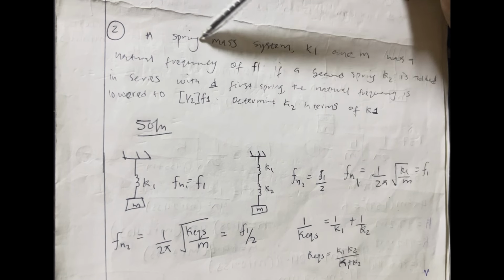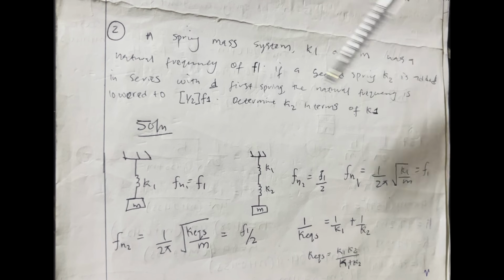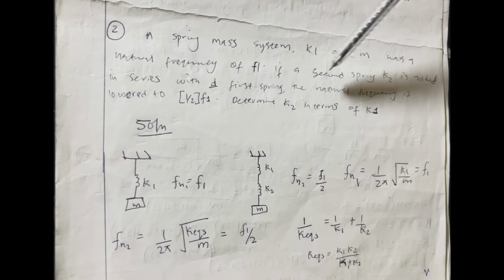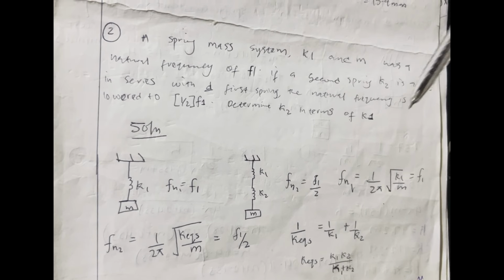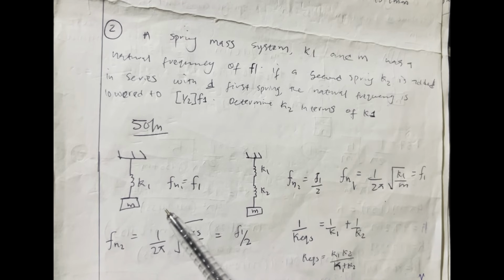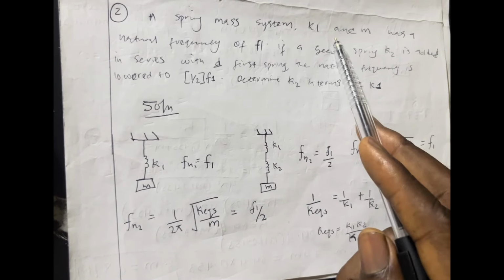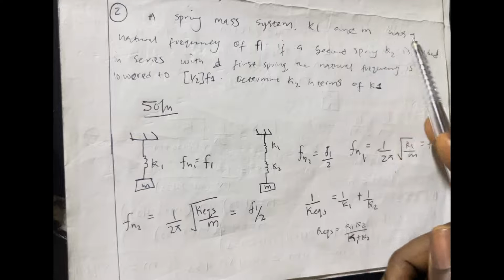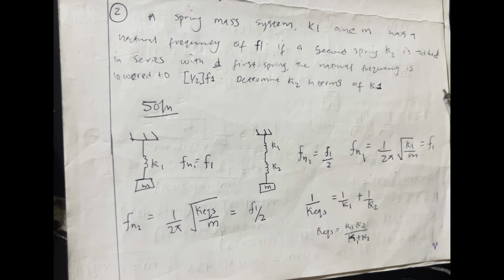So a spring-mass system has a spring constant of K1, mass of M1, and a natural frequency F1. If a second spring K2 is added in series with the first spring, the natural frequency is half of F1. So we are asked to determine K2 in terms of K1. Initially we have a spring-mass system with K1, M, and a natural frequency. This is a single degree of freedom problem: just one mass, one spring.